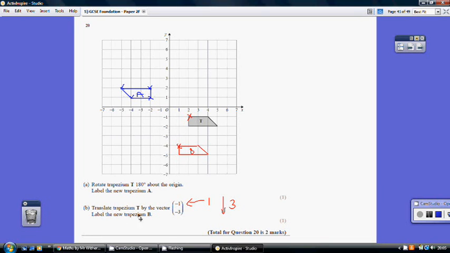Now part B, translate the shape. That means shift the shape 1 to the left and 3 down. So take a point of your choice and shift that 1 to the left and 3 down. So our top left hand point is there. Fill in the shape accordingly. So that is our shape B.